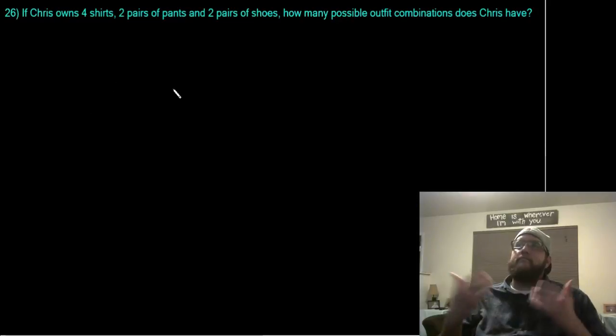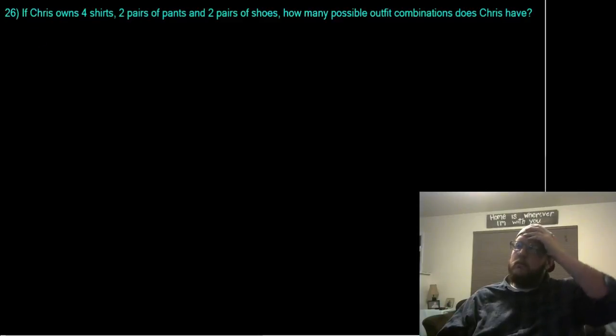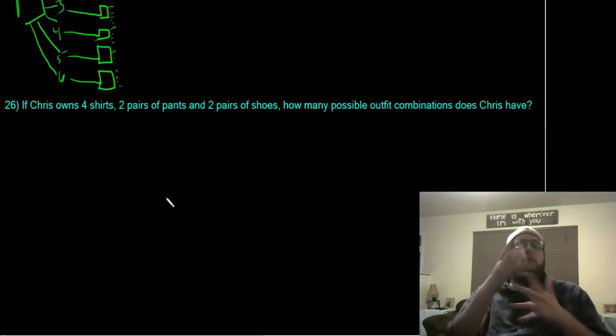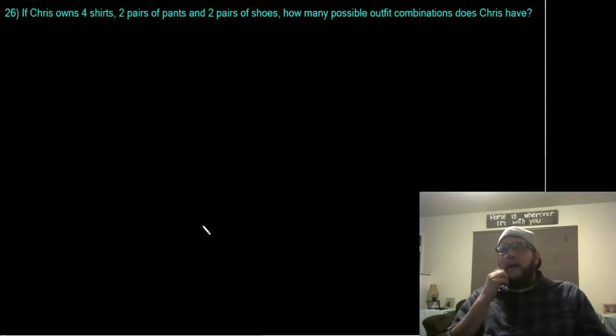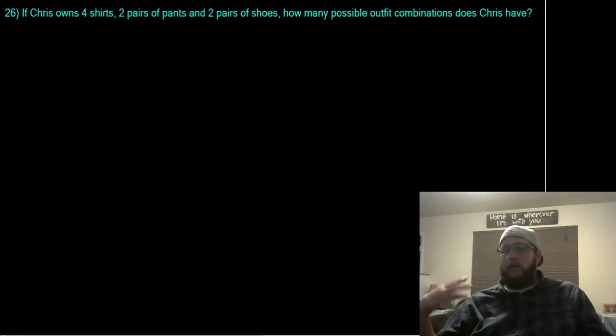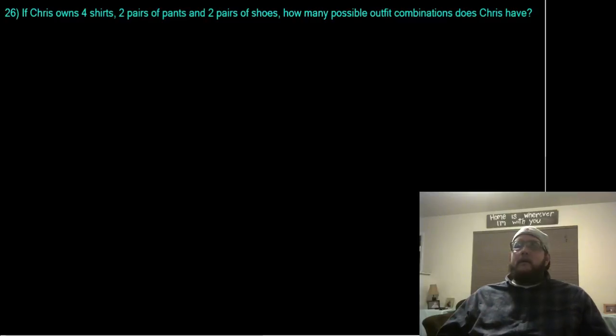If Chris owns 4 shirts, 2 pairs of pants, and 2 pairs of shoes, how many possible outfit combinations does Chris have? So let me move this up so it's not in front of the camera. Sorry about that. Anyway, so we've got 4 shirts.